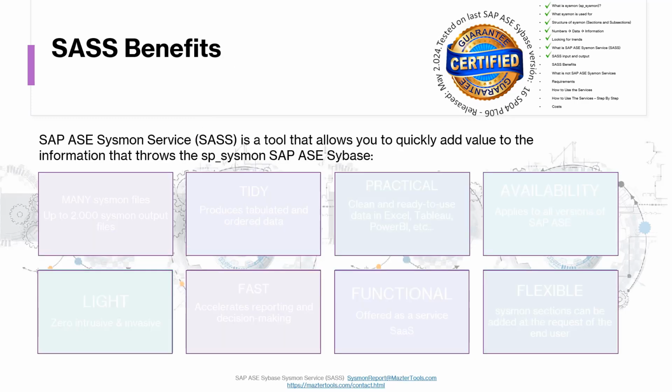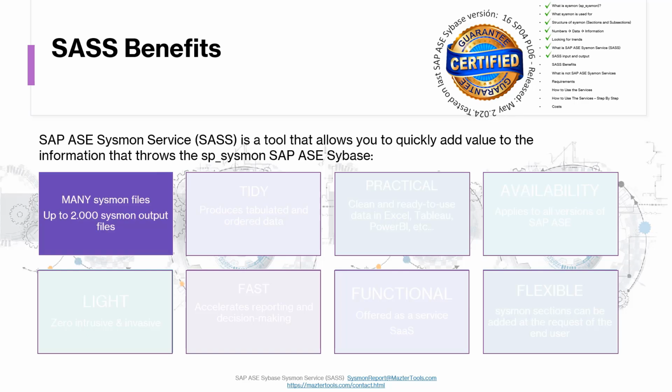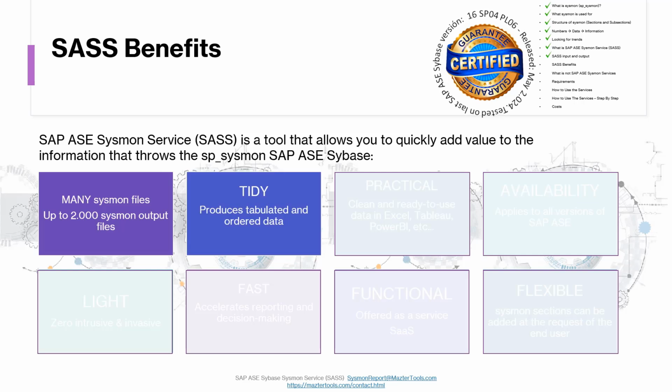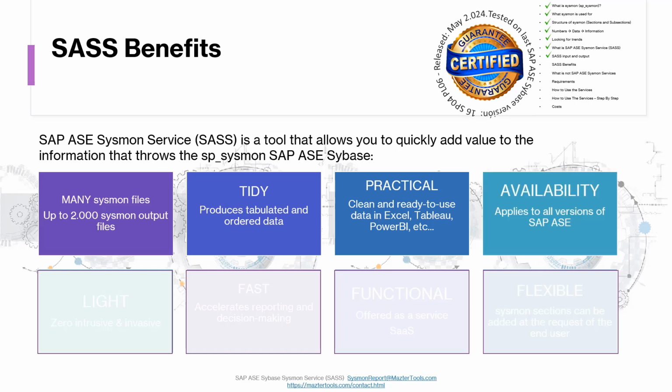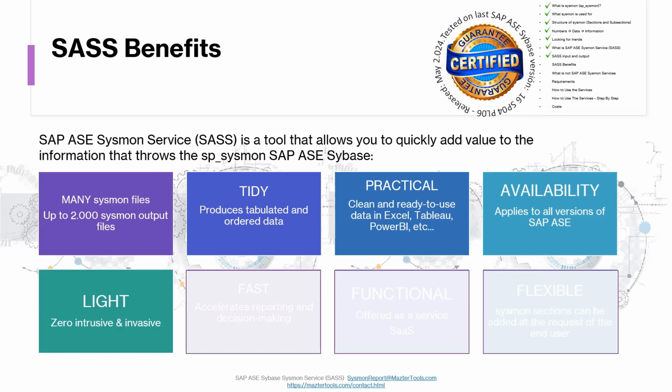Some of the benefits of using SAS are: many Sysmon files can be processed in a very short time. Tidy, clean, tabulated and ordered information is provided. Practical, because the information delivered can be the input for any data analysis platform or software, Tableau, Power BI, etc. It is available for any version of SAP ASE that you have available SP Sysmon. Light, because it is not intrusive and very light.